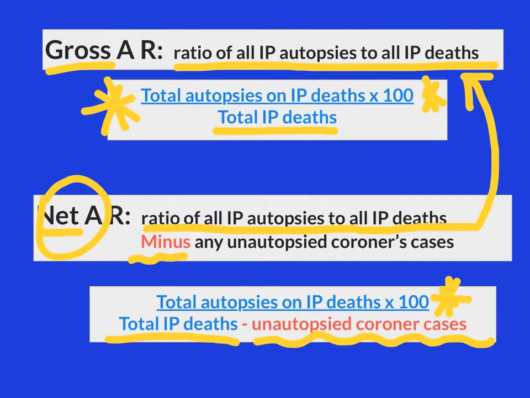So what are unautopsied coroner cases? Or sometimes they're called medical examiner cases. Same thing. This just means that a body or bodies have been removed from the hospital by the coroner's office for review at their office.